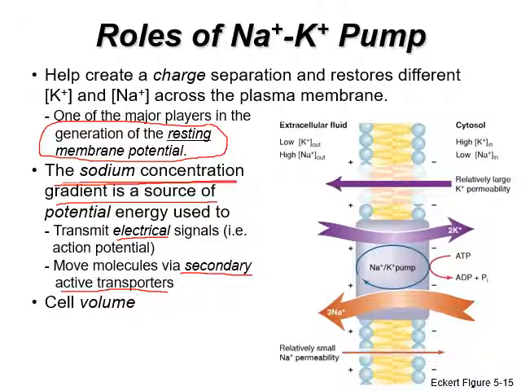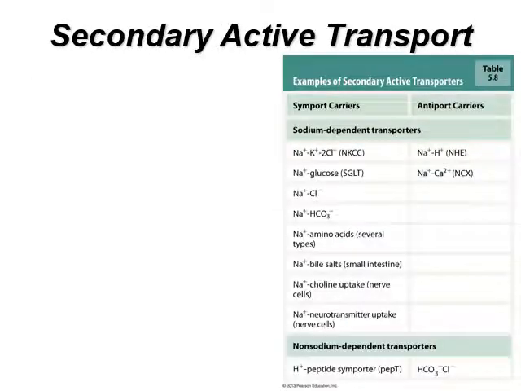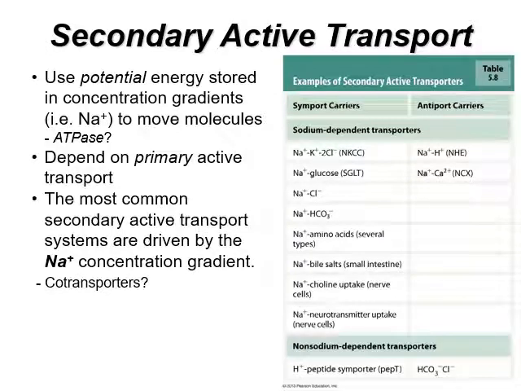So what do you think the molecule that is going to be used, going from high to low, on the secondary active transporter is going to be? Yeah, it's going to be the sodium. The sodium has a gradient, so sodium can be used as the energy, moving down its concentration gradient, to move other molecules up their concentration gradient. And that's basically what we see here in this table. Okay, you can see the most common secondary active transporters are driven by sodium.